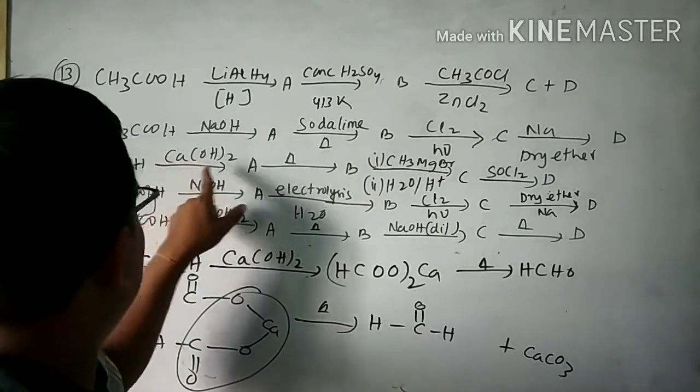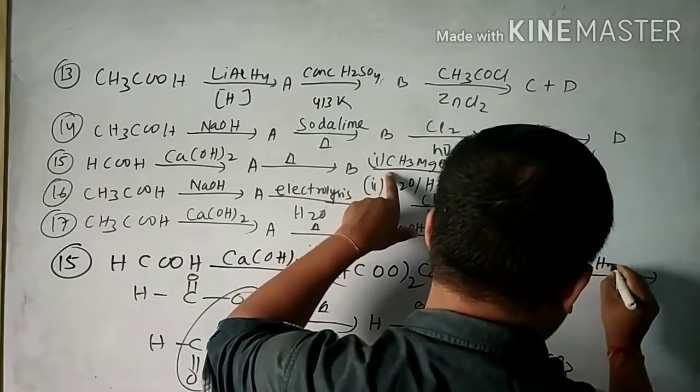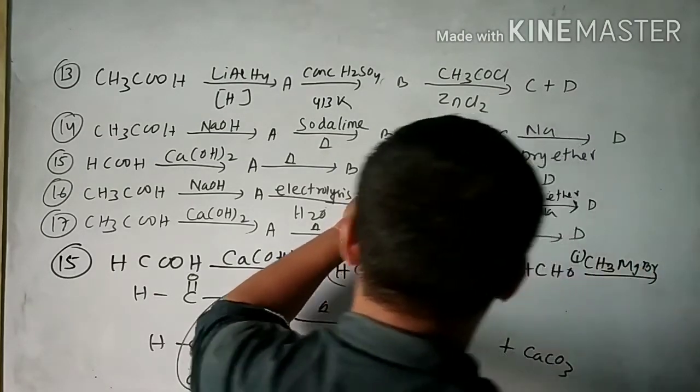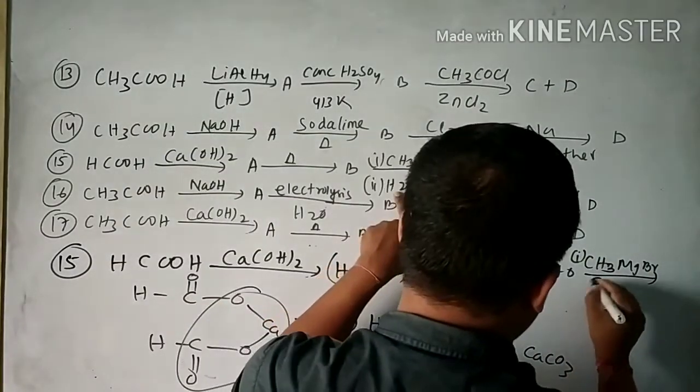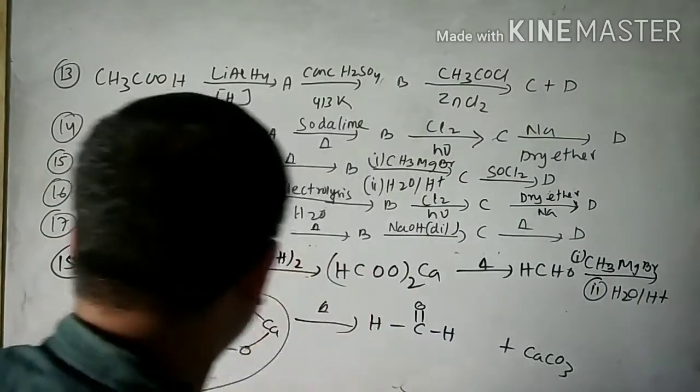Next HCHO is subjected to reaction with the Grignard reagent CH3MgBr. Another reagent also given is H2O, H plus. Then what will be the product?